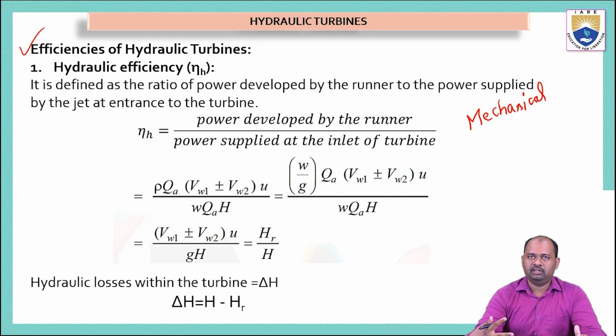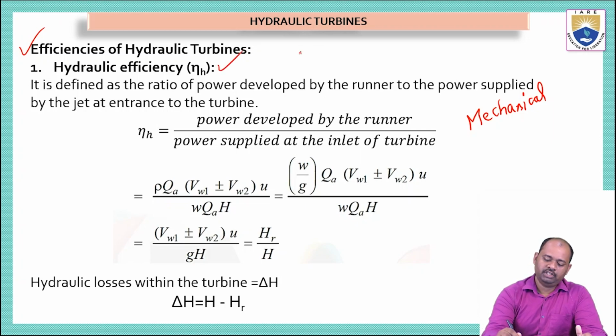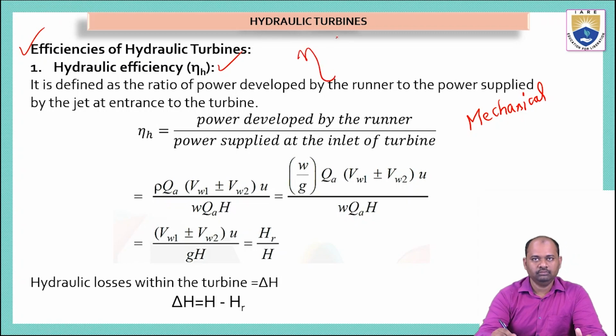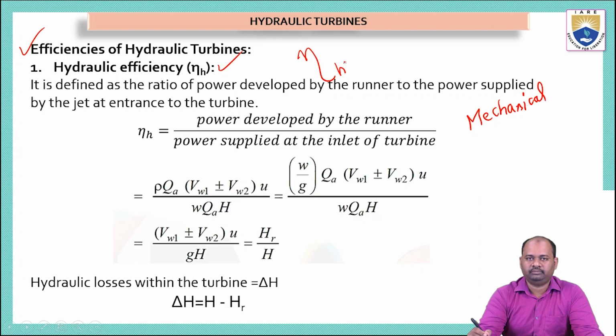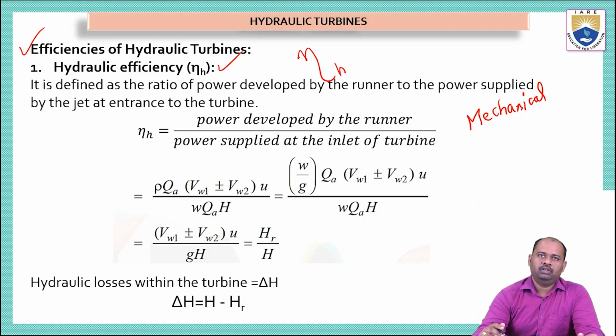Among these different types of efficiencies, the first one is hydraulic efficiency. The efficiency will be represented with this symbol. It is called eta, which is like a small n, extended. So here we are studying hydraulic efficiency, eta suffix h. The definition of the hydraulic efficiency is the power developed by the runner to the power supplied at the inlet of the turbine. So it is defined as the ratio of power developed by the runner to the power supplied by the jet at the entrance of the turbine.